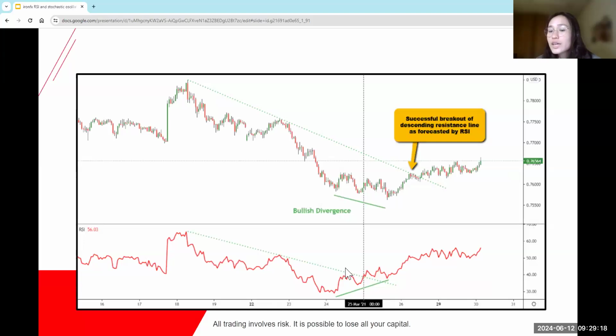Okay, so you can see after that there is a successful breakout of the descending resistance line as forecasted by our RSI.